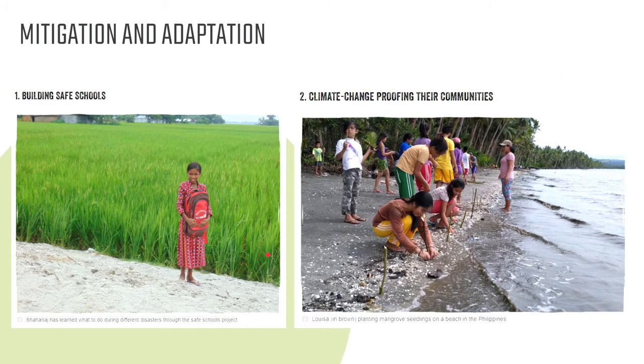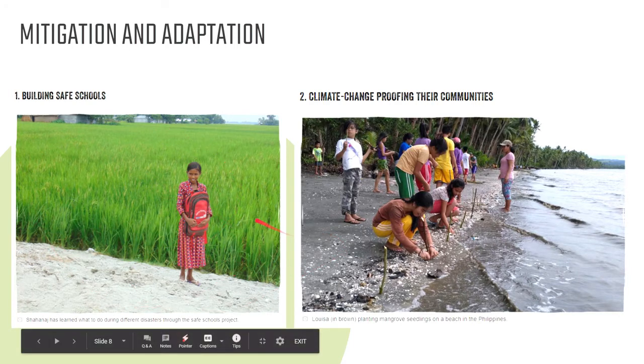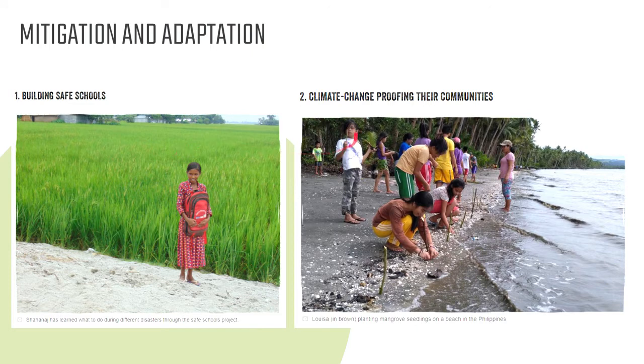Number one is to build safe schools. Plan International and other organizations like it find it very important to educate people, specifically those in countries and regions that are very vulnerable but have low capacity to recover, a lot about disaster, starting with students. Number two is to climate change proof their communities.